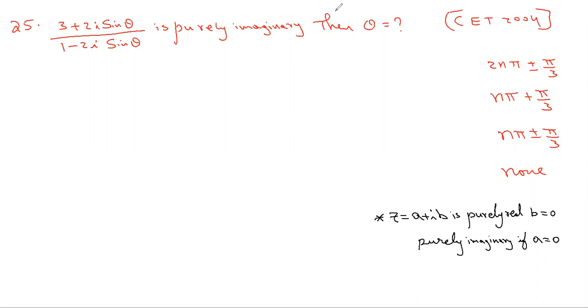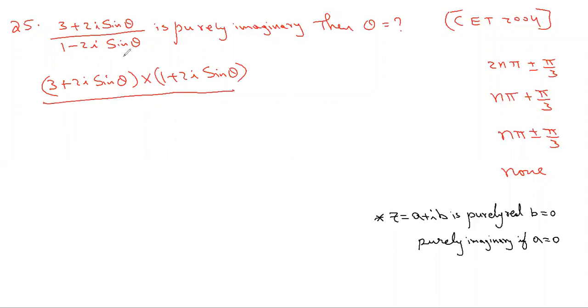So that's the concept. For that, you need to get it into a plus ib form. To get that into a plus ib form, you multiply with the conjugate of the denominator, 3 plus 2i sine theta into 1 plus 2i sine theta, as it is objective. You need to habituate writing the direct steps. We multiply with the numerator and denominator a plus ib into a minus ib.